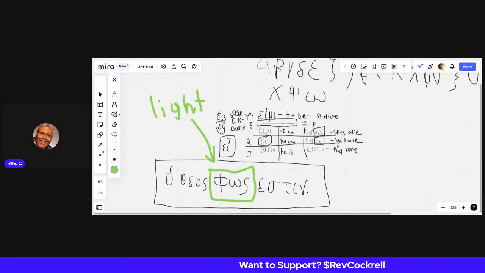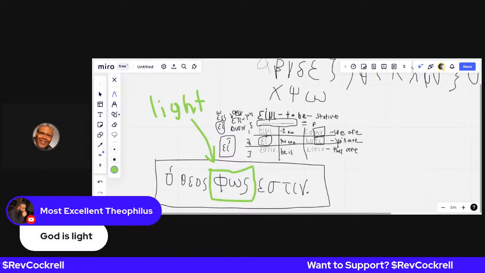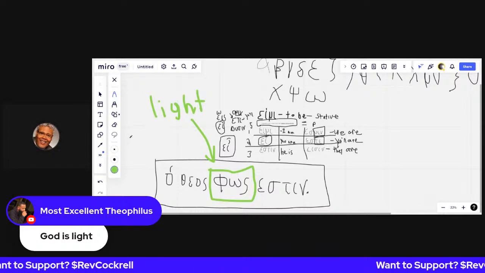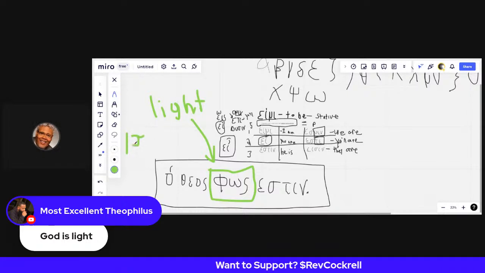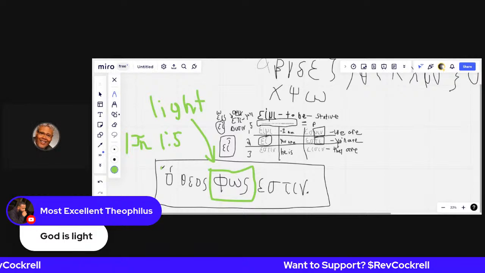All right. So, most excellent put God is light. God is light. That is correct. God is light. But also, let's look at this. This is actually 1 John 1:5. Now, we're going to learn this on a separate date as well.